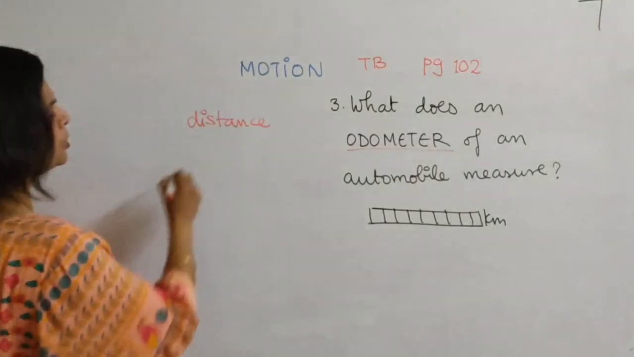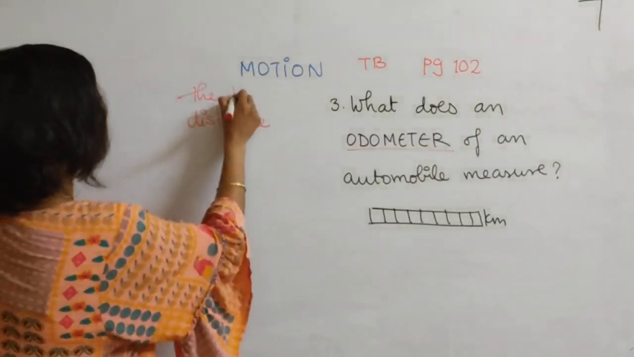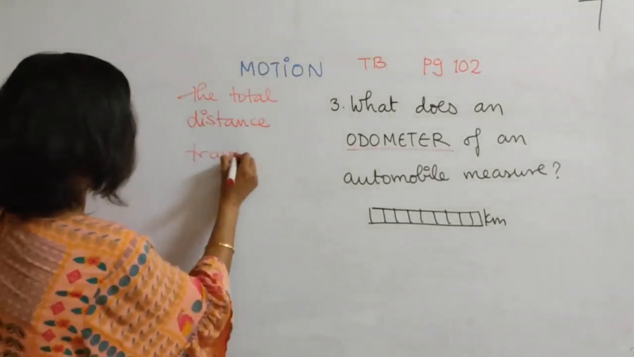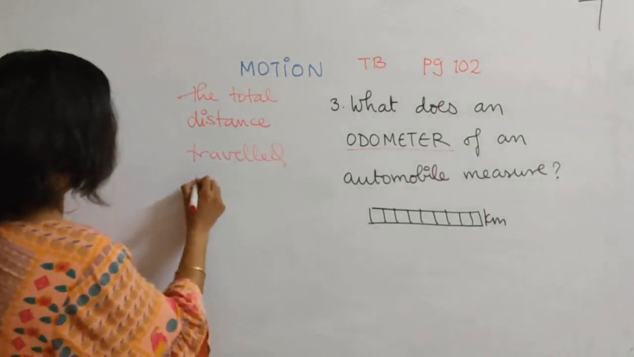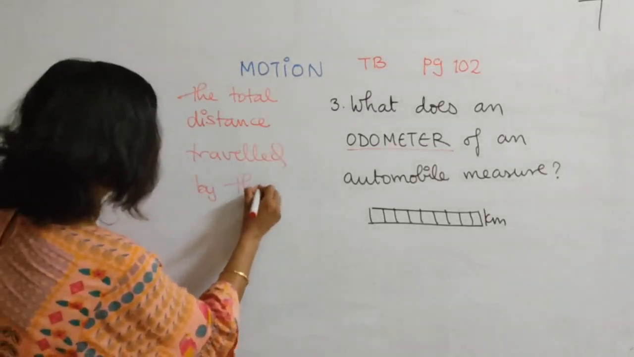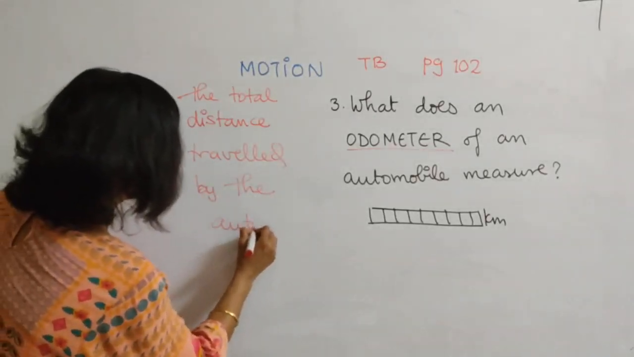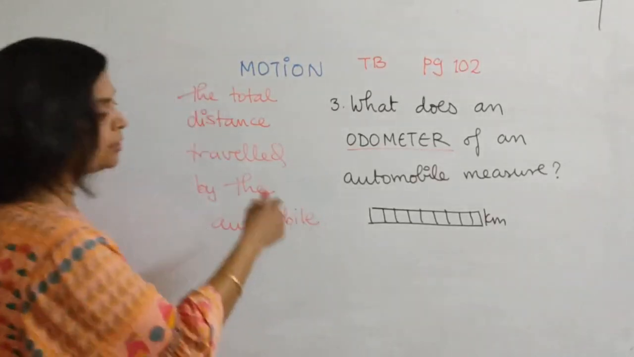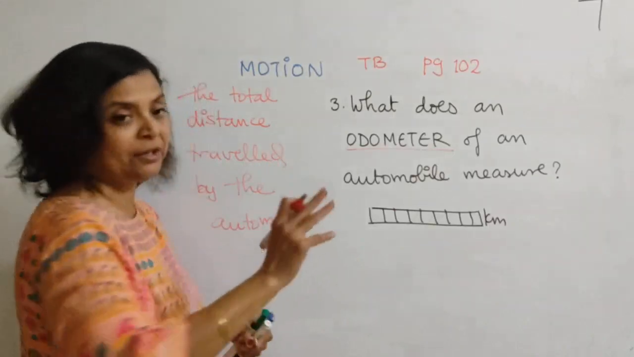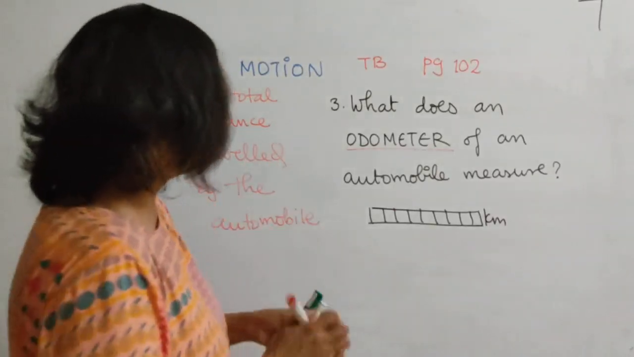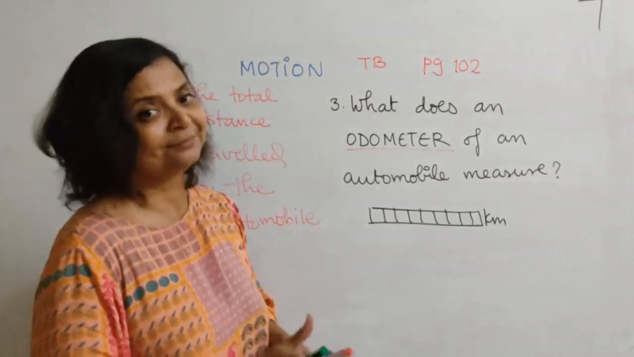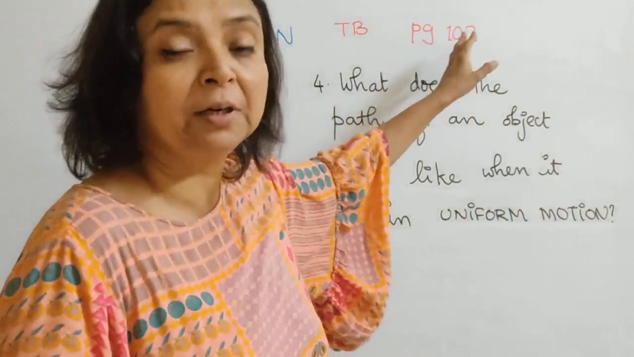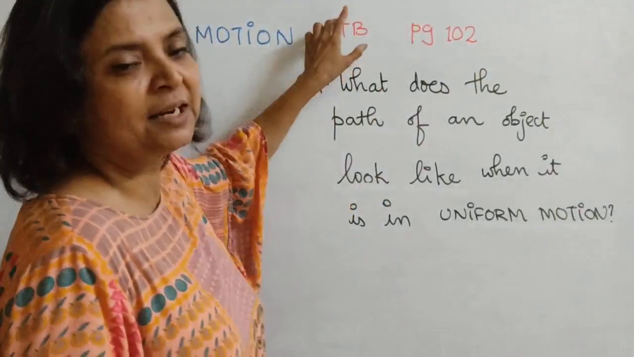It would not be wrong to say the total distance traveled by the body. The total distance traveled by the automobile. Right? So, after you finish this part, please go and check where is the odometer in the vehicle in your house. So, this is the fourth in-text question on page number 102 of your science textbook.